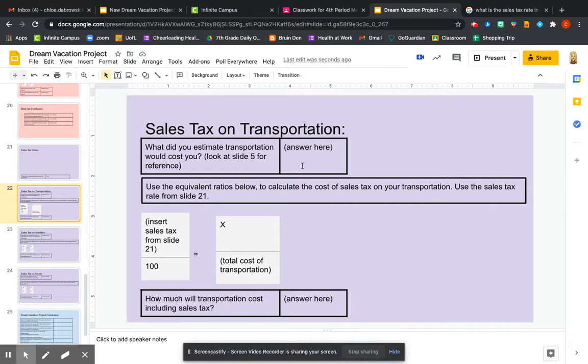So sales tax on transportation. Now again, if I was driving, you guys don't have to do this slide. So if you chose driving, you can go ahead and skip this, or delete it so you don't forget, or just write I drove so I remember. Either one is fine with me. If you chose any other method of transportation, you are going to have to do this slide.